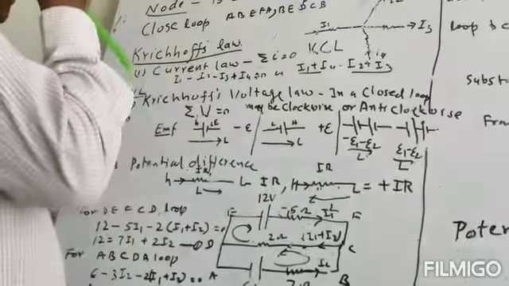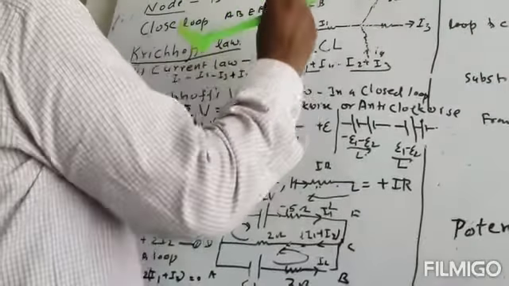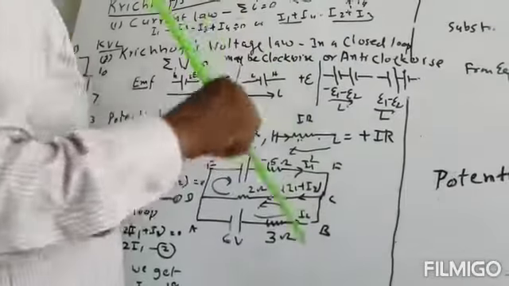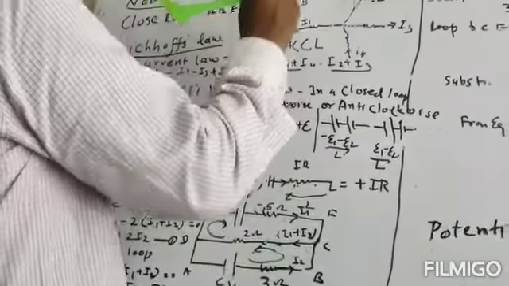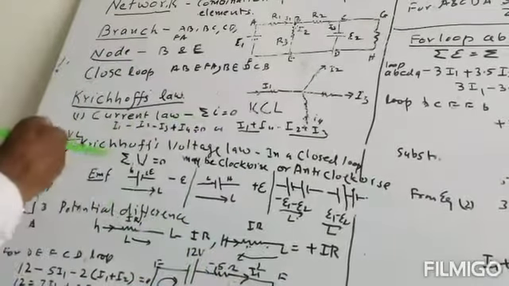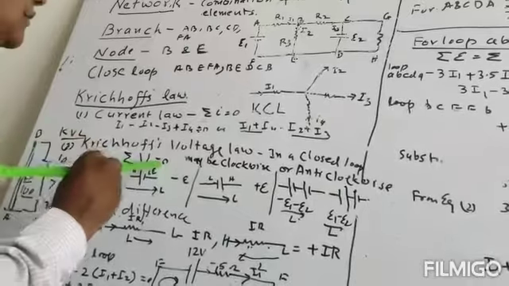So here we take any closed loop. This is one of the closed loops. We take any closed loop, then the sum of potential will be equal to 0. So we can say the sum of potential V will be equal to 0.